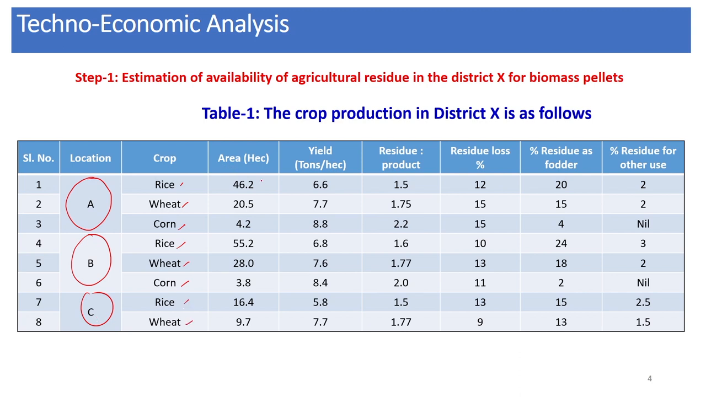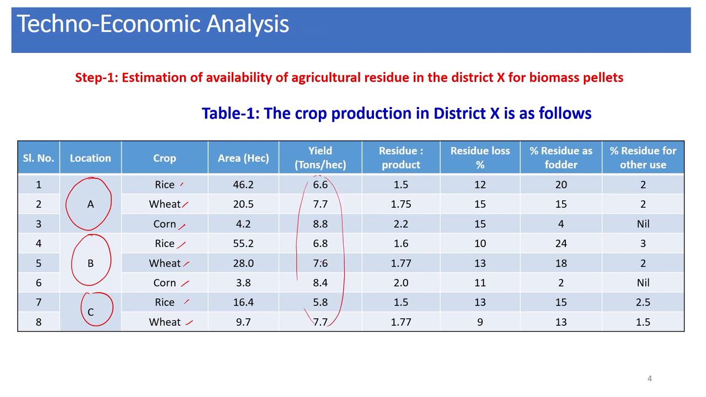And we also have data on the area of cultivation. It is about 46.2 hectares for rice in case of location A. Then for wheat it is 20.5 hectares, corn 4.3 hectares for location A. For location B, for rice, wheat and corn, we have 55.2 hectares, 28.0 hectares and 3.8 hectares. And for location C, for rice and wheat, the area of cultivation is 16.4 hectares and 9.7 hectares respectively.